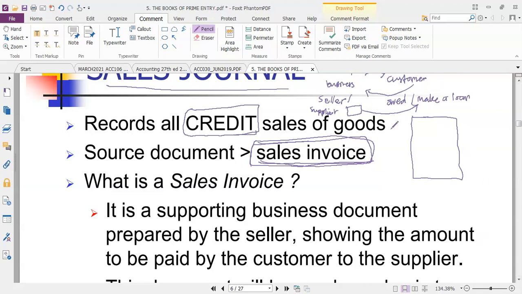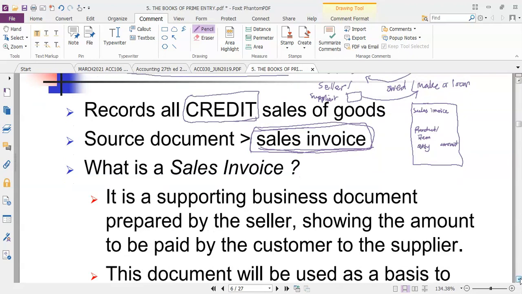Dekat dalam source document tu dia ada tulis kat atas sales invoice. And then there are details about the product or the item, the quantity and also the amount, how much the customer must pay to the supplier. That is the sales invoice.